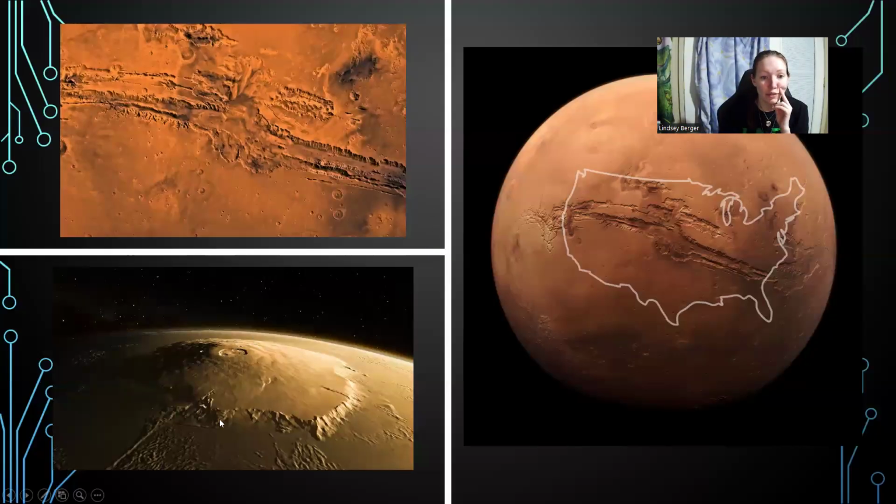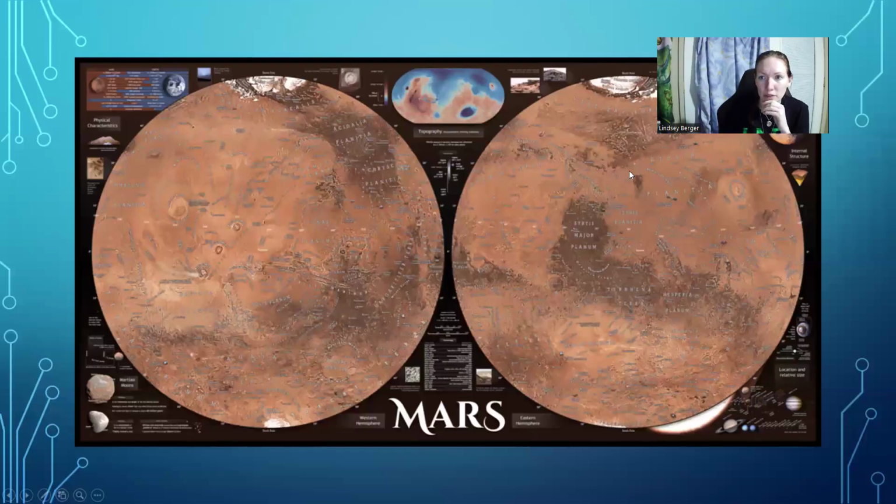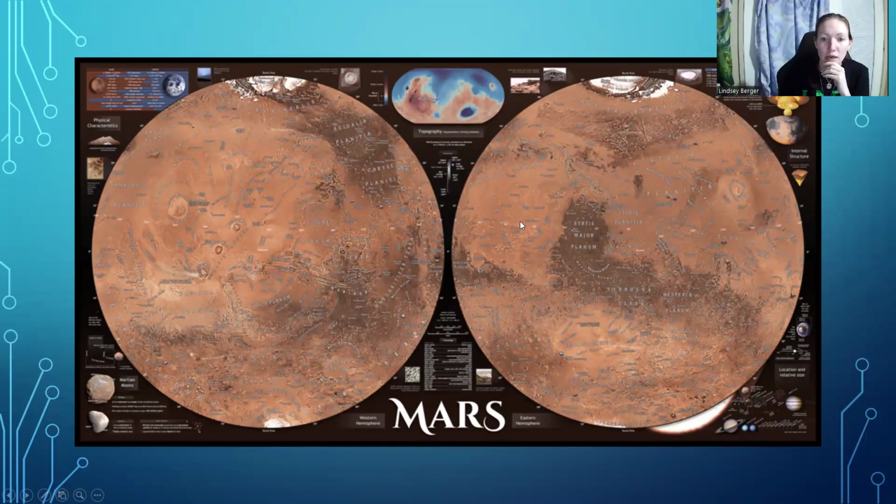Some cool images. So here's Olympus Mons. Again, here's the base of that gigantic volcano. Here is a rough outline of the continental United States. This giant slash across it, that's Valles Marineris, to put into perspective how absurd this canyon is. Here's a zoom in on it. I found this online. I want to order one of these.